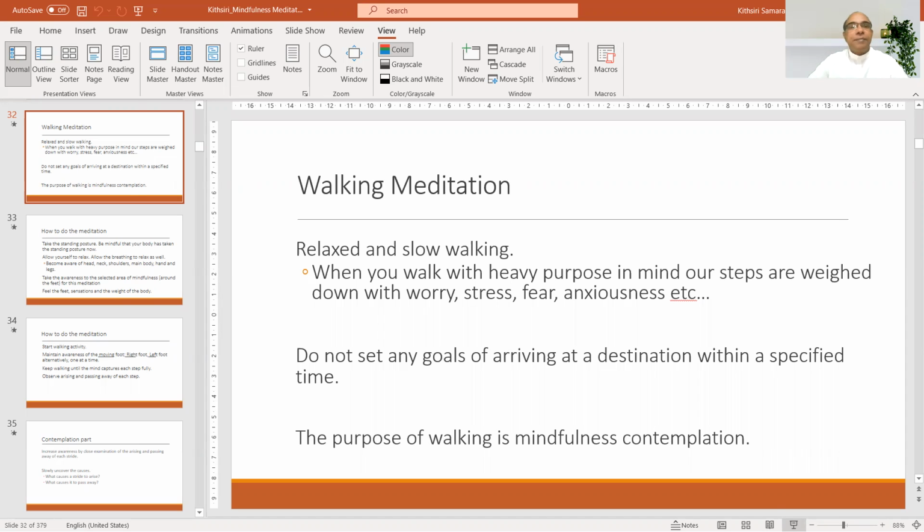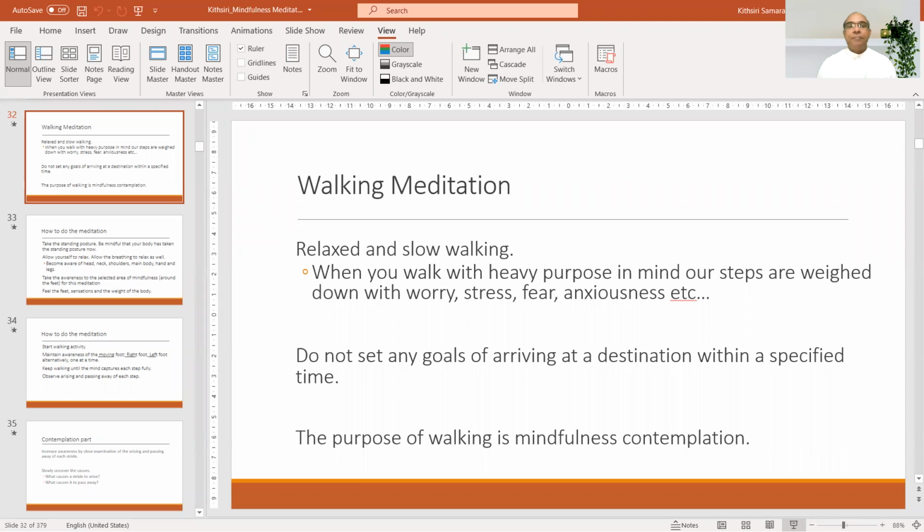So this is the way to start. We take the standing posture, then become mindful that the body has taken the standing posture. That will be the start. So initially we concentrate on the standing posture for a short or for a brief moment. Then allow yourself to relax in that posture. Allow the breathing to relax as well.